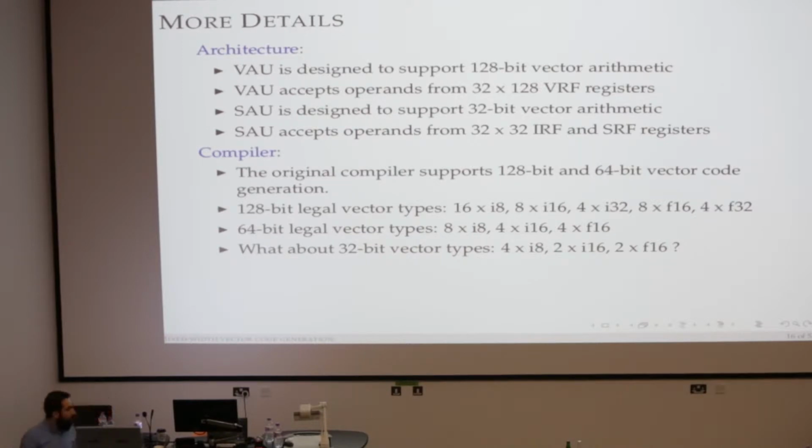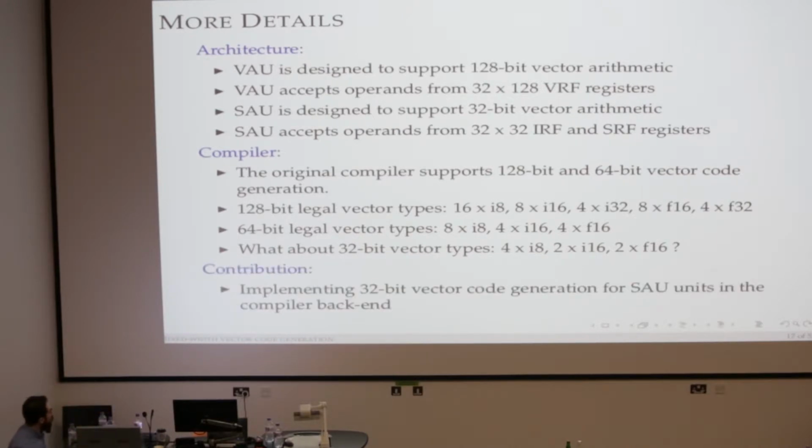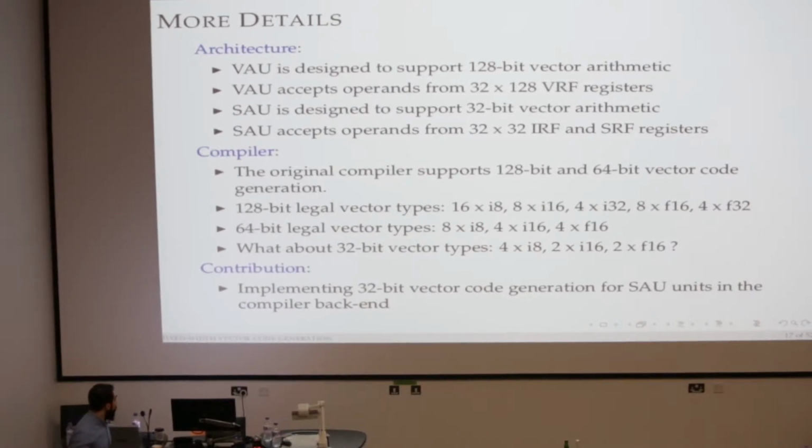The original compiler I was using only supported 128-bit and 64-bit code generation for the VAU unit, which means that we had some legal types already supported. But what about the 32-bit types? They were promoted to longer types before the actual vector computation on VAU. So as a contribution, we implemented 32-bit vector code generation in the backend for the SAU units.